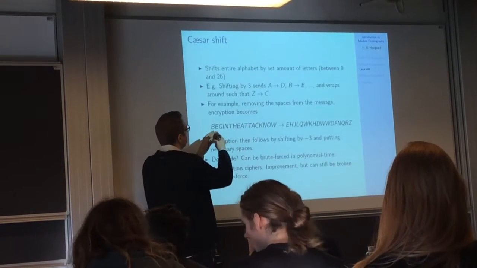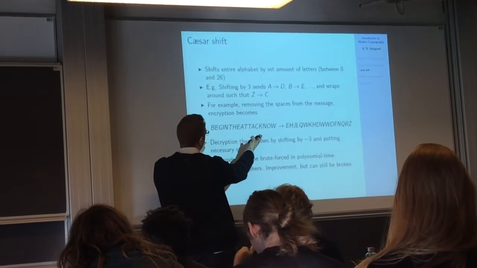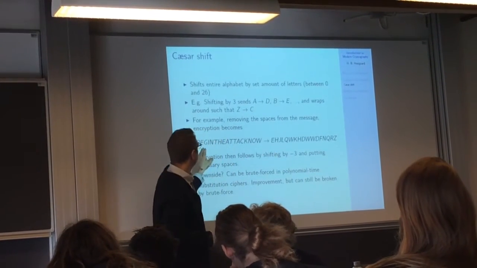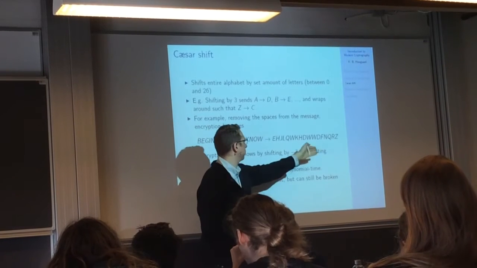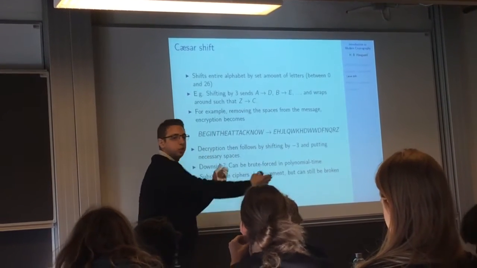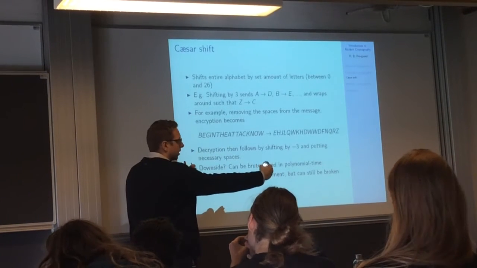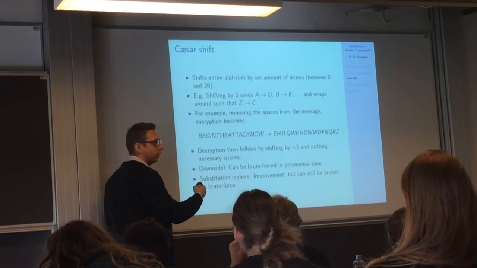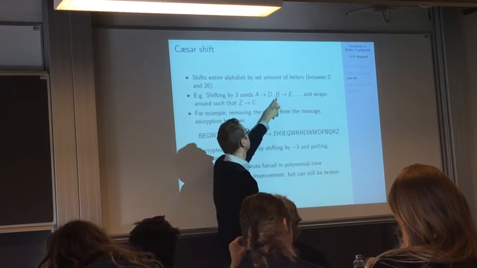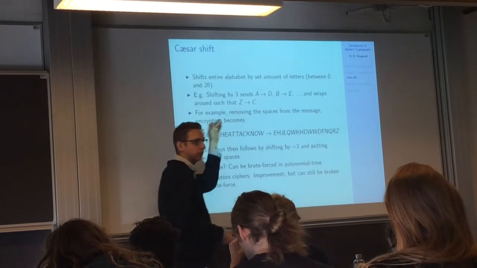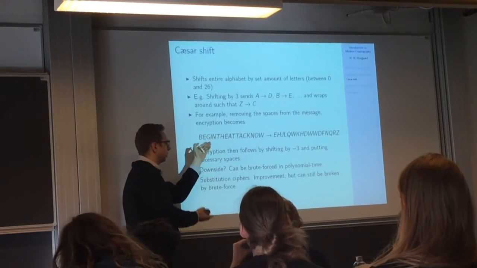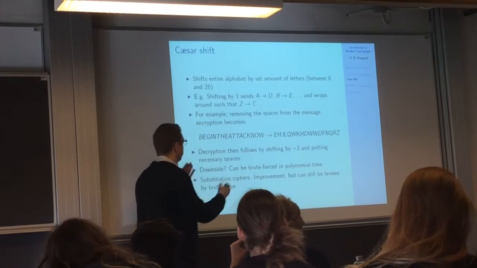Okay? So basically, if we want to encrypt the message, begin the attack now, B gets sent to E, E gets sent to H, and so on and so forth, and we have this message. This we can send off, and then for decryption, you shift your entire alphabet backwards by 3. So now E will be sent to B, H will get sent to E, C will get sent to Z, and so on and so forth. And we basically have the original message.